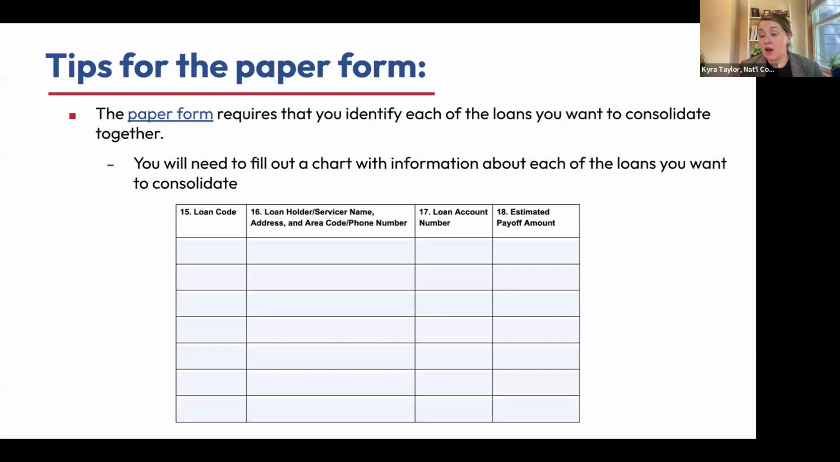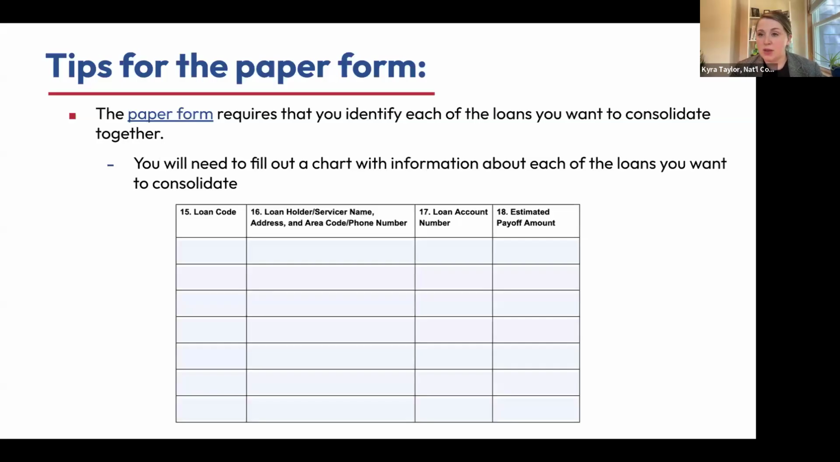It is 32 pages long, in part because of the terms and conditions, but also if you use the paper form, you will need to identify each of the loans that you want to consolidate together. And this can trip folks up because you need to clearly identify those loans for the Department of Education. You'll need to fill out this chart, which is on this slide with the loan code. You'll have to identify the loan holder, servicer name, address, area code, and phone number.